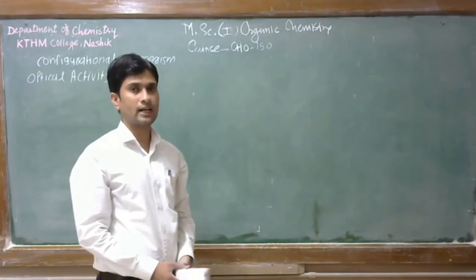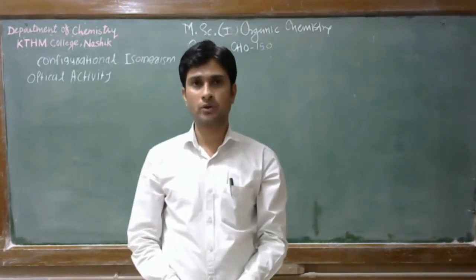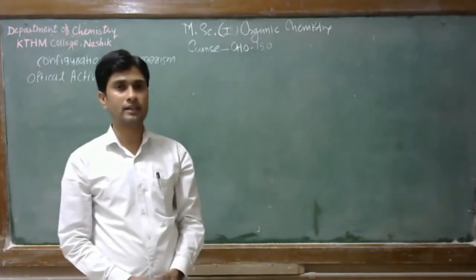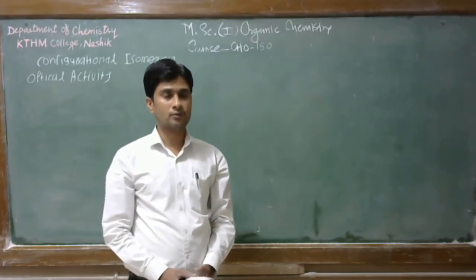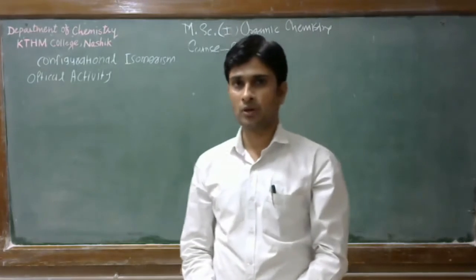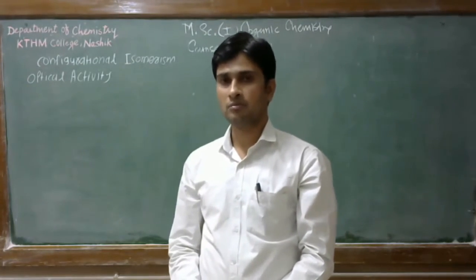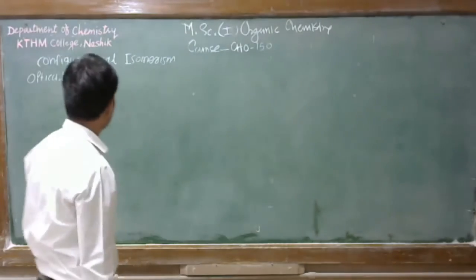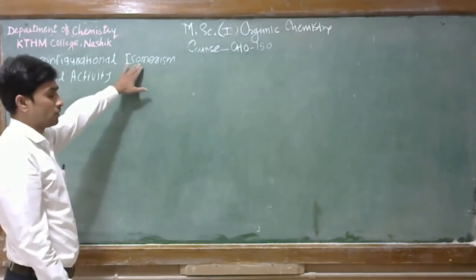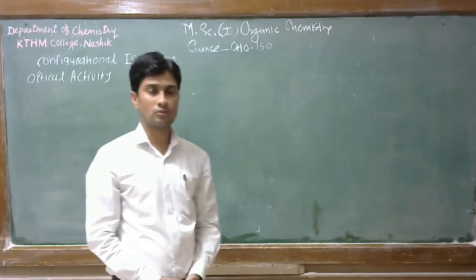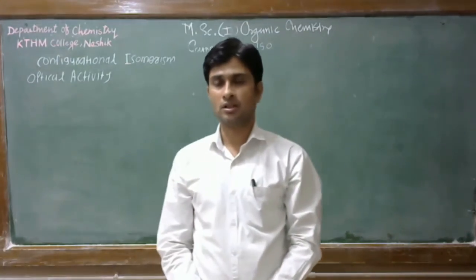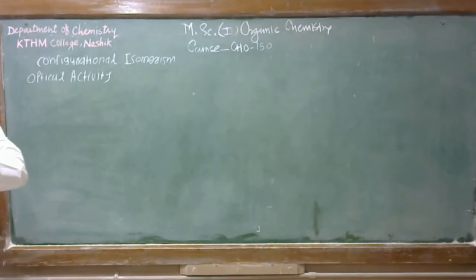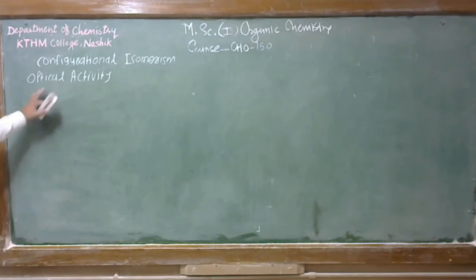We are discussing that when there is no rotation of the carbon-carbon single bond, this rotation is restricted. Then, if we find that two compounds have the same molecular formula but different structural formulas, they are called configurational isomers, and the phenomenon is known as configurational isomerism. One best example of configurational isomerism is optical activity.